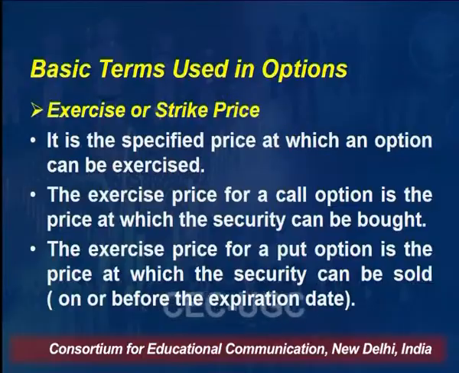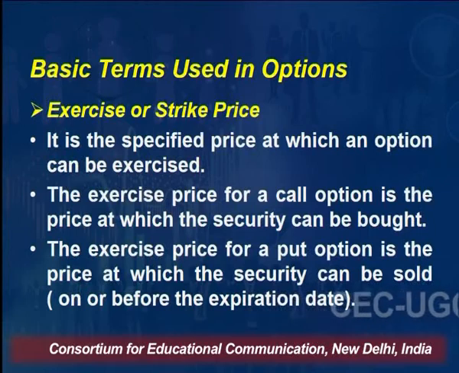So we'll be using different terms, which are used in options. Let me discuss what these terms are. Exercise or strike price is the specified price at which the option can be exercised. The exercise price for a call option is the price at which the security can be bought. I'll be discussing this at length. There are two types of option. One is called the call option, which is the right to buy, and the other is the put option. Put option means the right to sell. So the exercise price for a call option is the price at which the security can be bought.